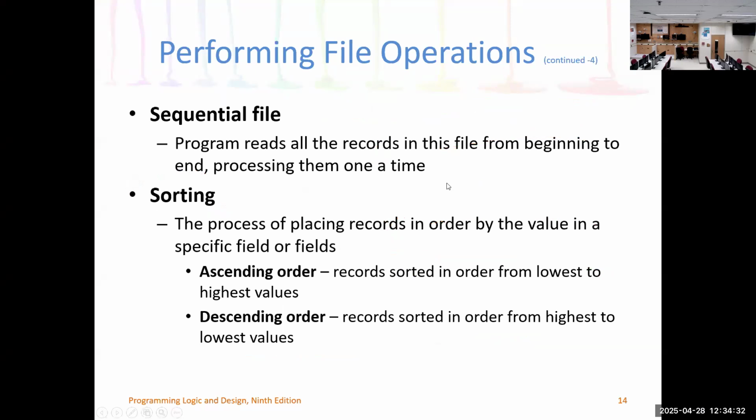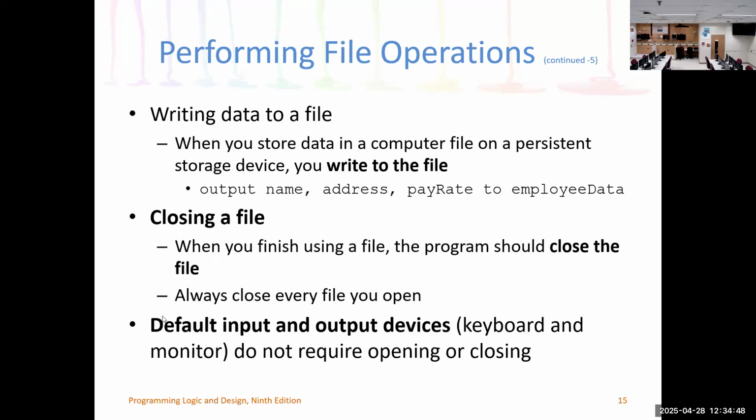So sorting is the process of placing records in order by the value in a specific field or fields. It can be in ascending order, where records are sorted from the lowest to the highest value, or in descending order, from the highest to the lowest value. If you want to write data to a file, that is, store data in a computer file on a persistent storage device, you write to the file.